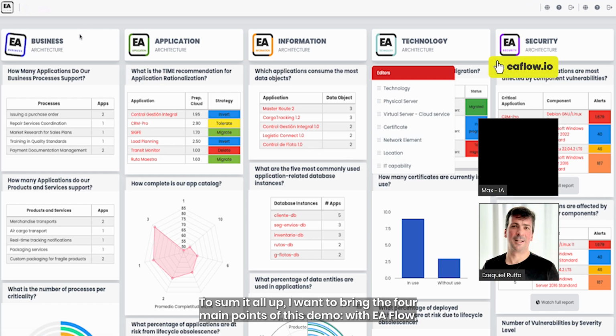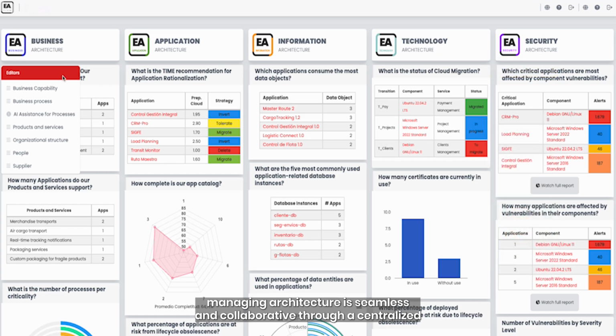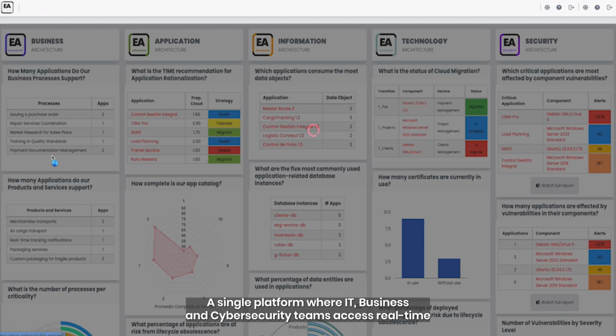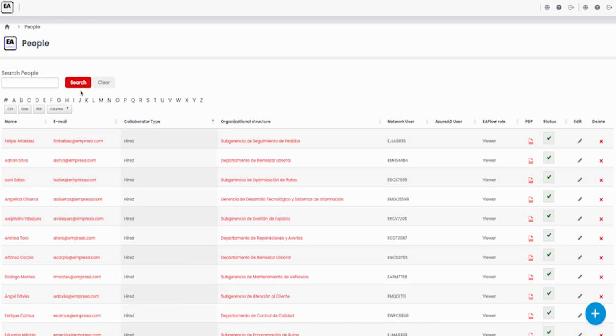To sum it all up, I want to bring the 4 main points of this demo. With EA Flow, managing architecture is seamless and collaborative through a centralized dashboard, a single platform where IT, business, and cybersecurity teams access real-time data, ensuring everyone works with the same information.